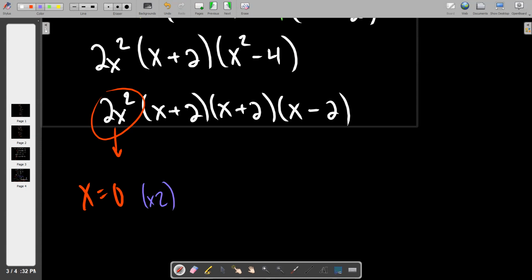What else is interesting or significant? What do we get out of these that I'm underlining? They're both negative 2's. Yeah, so I can say I have a zero at negative 2, but technically I have 2 of them because that zero also has multiplicity. And then where's my final zero?